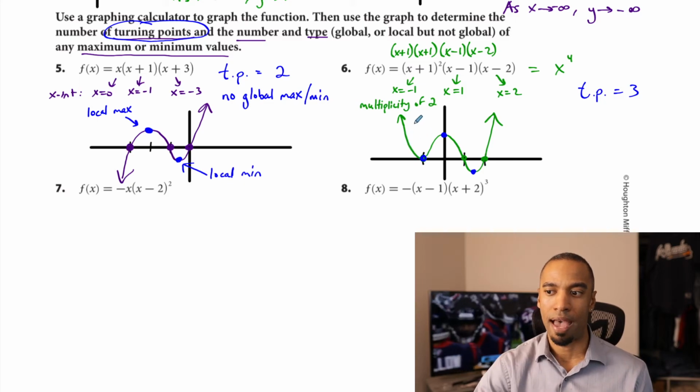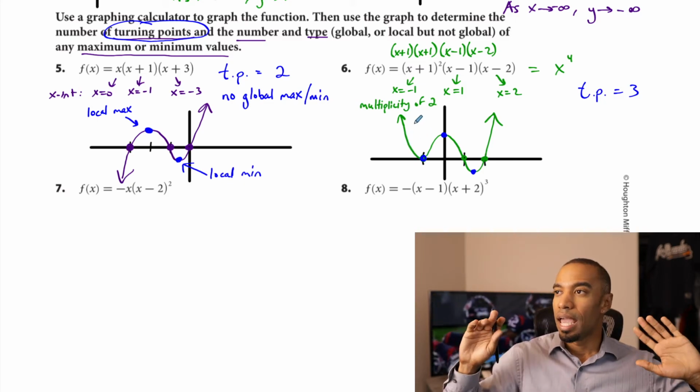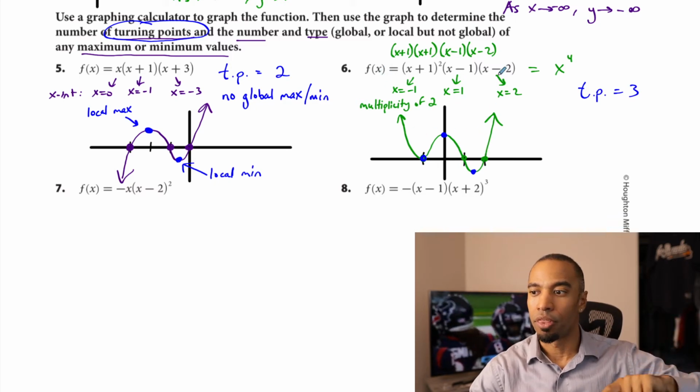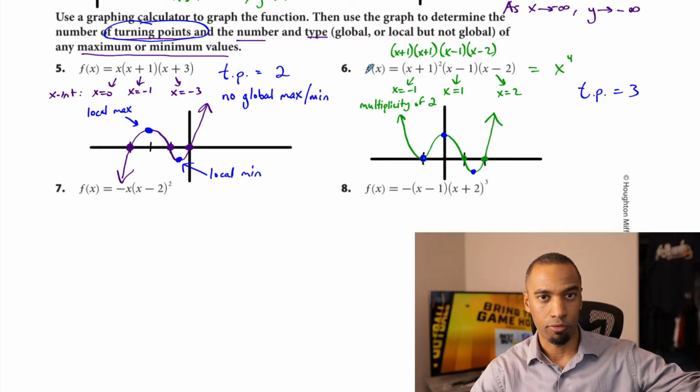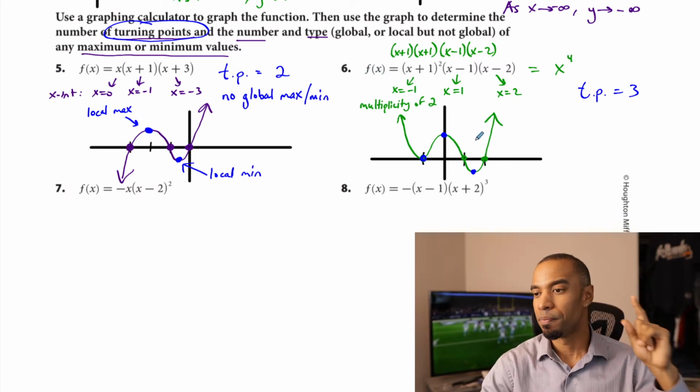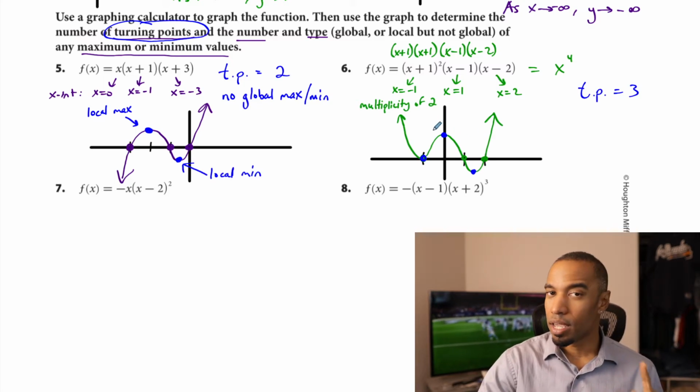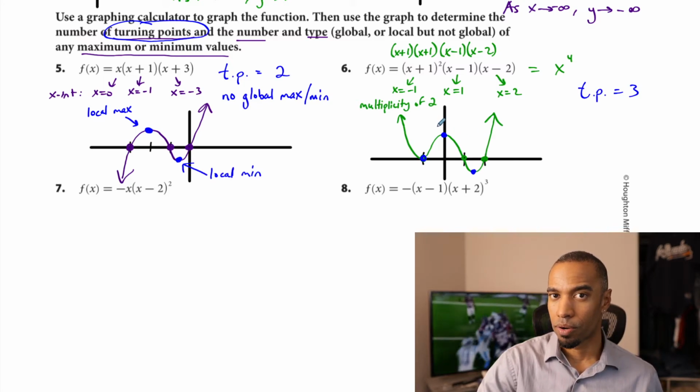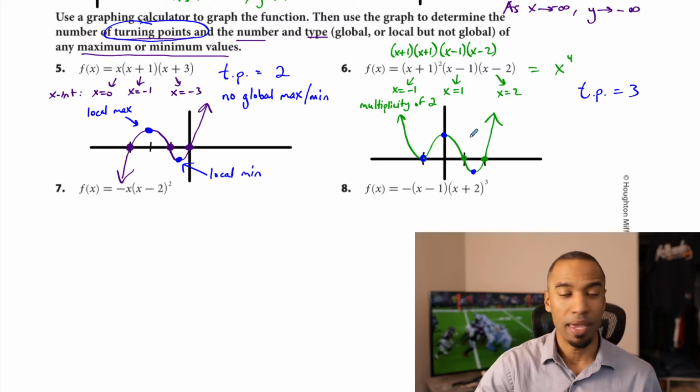Let's start with the absolute max, or global. It goes as high as forever. There is no global maximum. It goes up forever. We established that from number 5. Global minimum, though. There is a global minimum. There's a global or absolute minimum. It hits a low point.